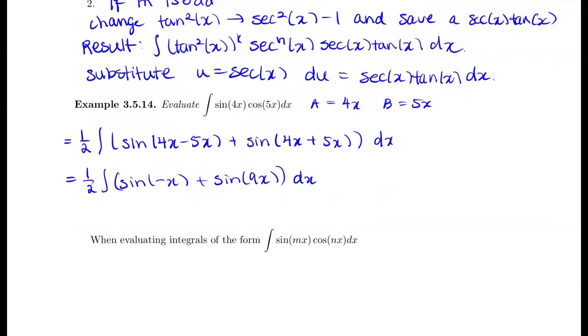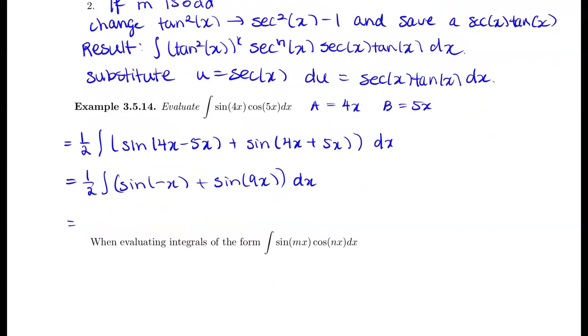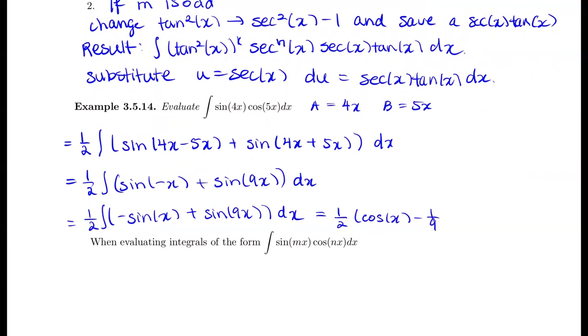So since sine is an odd function, we could bring out the negative sign. So we had the integral of negative sine x plus sine 9x dx. So evaluating this, we could just go ahead and evaluate each of them. So we would get half of cos of x minus 1 over 9 cos of 9x, and then plus c.